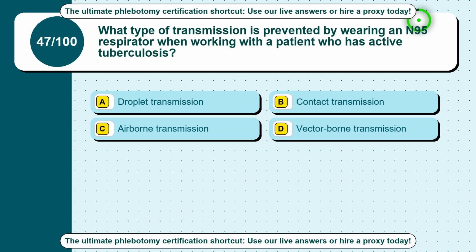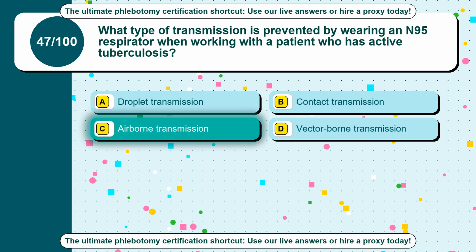Question 47. What type of transmission is prevented by wearing an N95 respirator when working with a patient who has active tuberculosis? Option A, droplet transmission. Option B, contact transmission. Option C, airborne transmission. Option D, vector-borne transmission. The correct answer is option C.